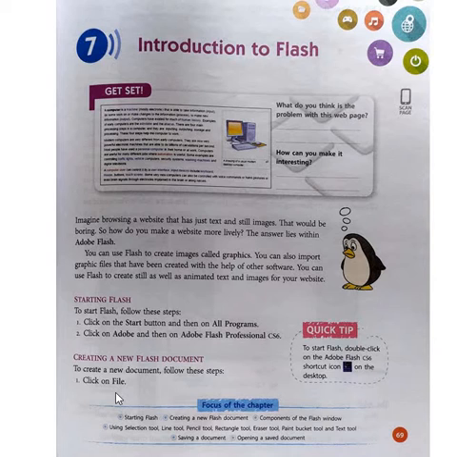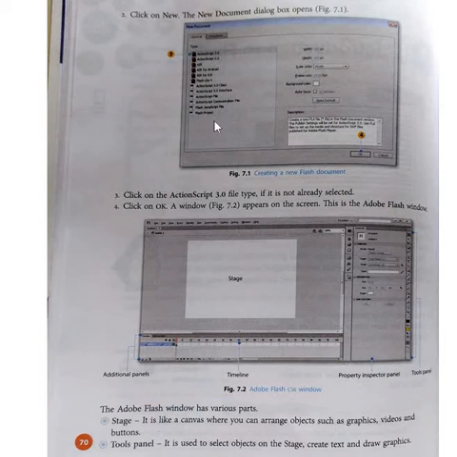After opening your Flash, how do you create a new Flash document? First of all, click on the file and then after click on new. The new document dialog box opens. Look at this picture. This is the new document dialog box. Then after click on the ActionScript 3.0 file type.